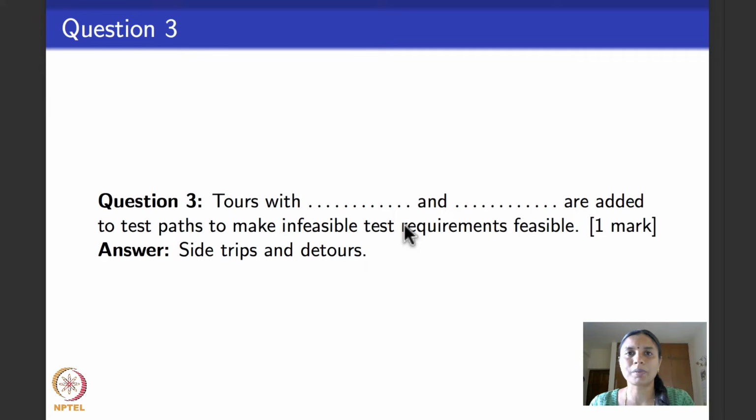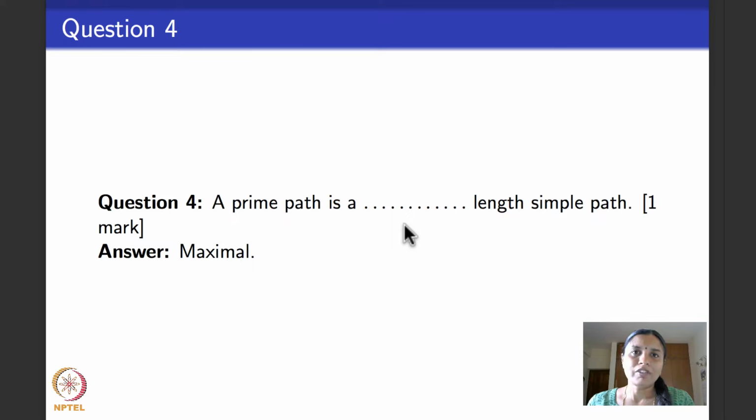So I say I meet that test requirement for prime path coverage by using a test path that will skip the loop but actually execute the loop as a side trip, right? So they're very useful to make infeasible test paths feasible. So the next question was again a fill in the blank question.